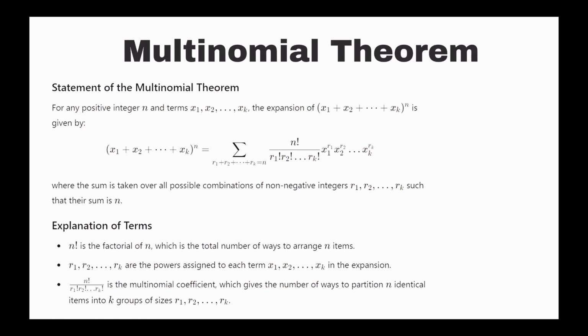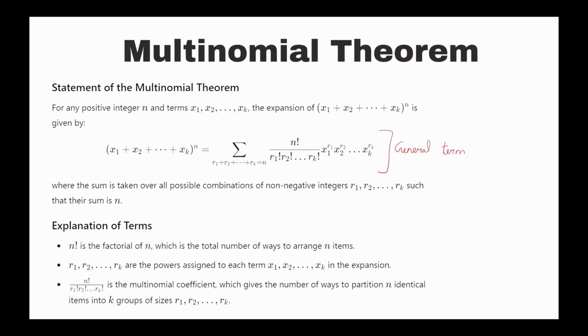Now let's talk about multinomial theorem. What if inside our bracket we have more than two terms? Then how are we going to open it up? So let's say we have x1 plus x2 plus up till xk to the power n. How can this be opened up as summation of n factorial upon r1 factorial, r2 factorial up till rk factorial, x1 to the power r1, x2 to the power r2. So basically this is my general term.